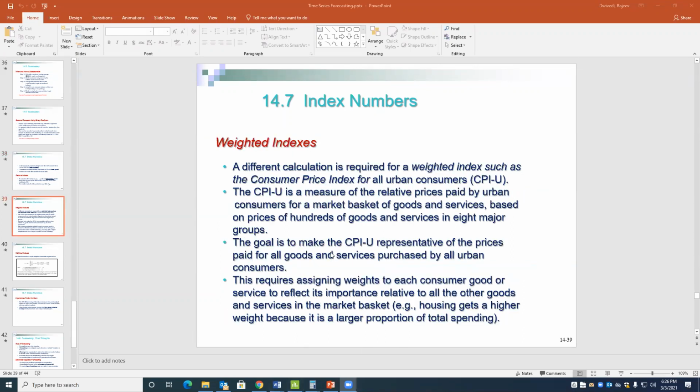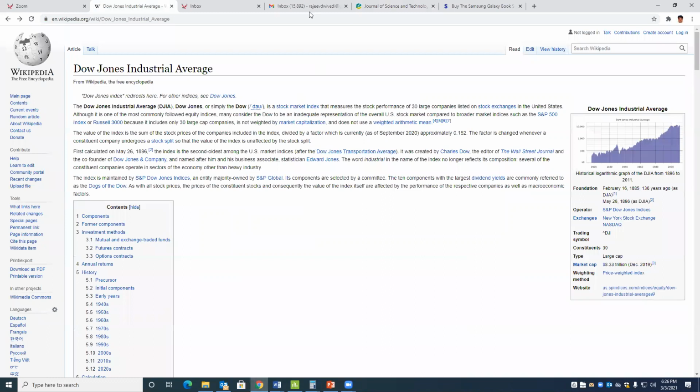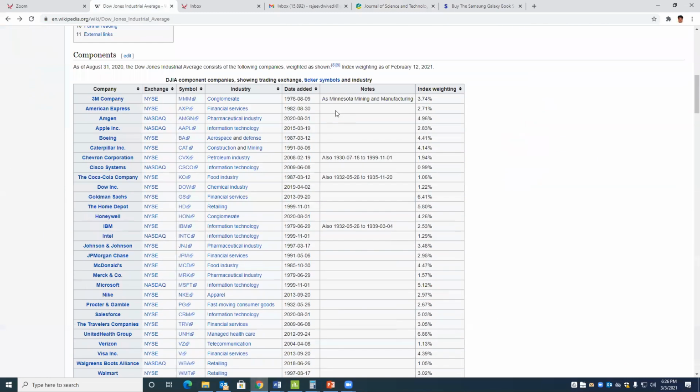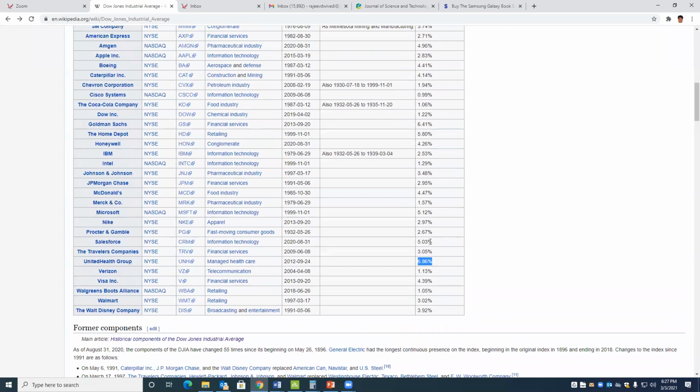Basically, these are all weighted indexes. And how can we know? This is right here, the Dow Jones Industrial Average. Here 3M has 3.74, American Express 2.7, Apple 2.8, Boeing is 4.41. Therefore, when Boeing stocks were losing because of the Max, the stock market was affected. Home Depot is 5.8, Goldman Sachs 6.41, because they contribute largely to the economy of the country, and United Health is 6 point something. United is the highest contributor in this.